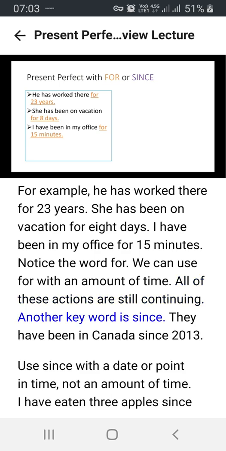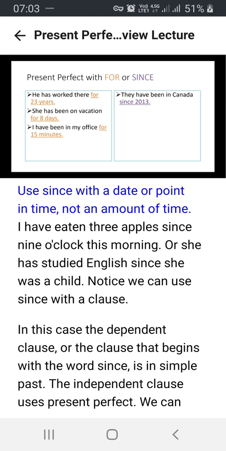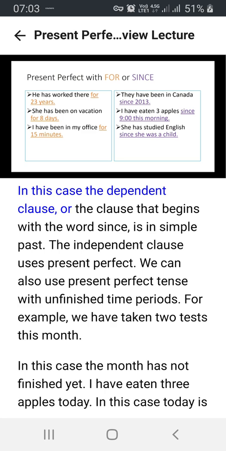Another key word is since. They have been in Canada since 2013. Use since with a date or point in time, not an amount of time. I have eaten 3 apples since 9 o'clock this morning. Or, she has studied English since she was a child. Notice we can use since with a clause. In this case, the dependent clause, or the clause that begins with the word since, is in simple past. The independent clause uses present perfect.